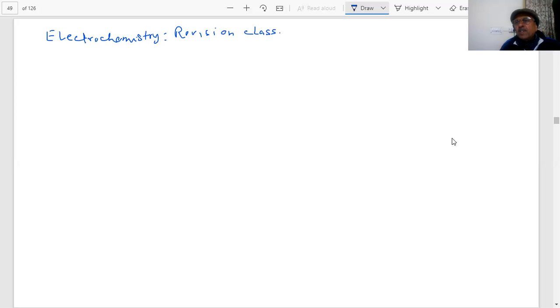What is electrochemistry, students? You already know that when electric current is passed through certain electrolytes, electrolysis can take place, or when a chemical reaction takes place, then we can get electricity. So conversion of chemical into electrical or electrical into chemical, all this forms part of electrochemistry, students.